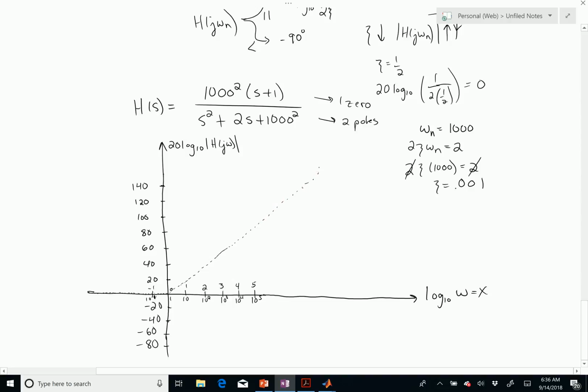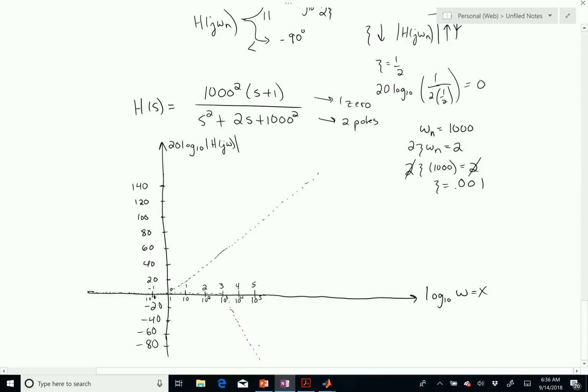Now the pole is this complex conjugate. So omega n was at 1,000. Okay, so I know that this guy, I'm going to approximate him as flat out to 1,000, and then I'm going to say he's falling at negative 40 dB per decade after that. So he's falling more sharply than the other guy is rising.